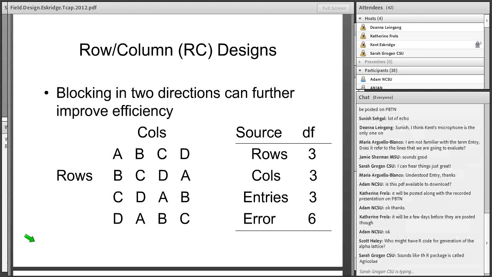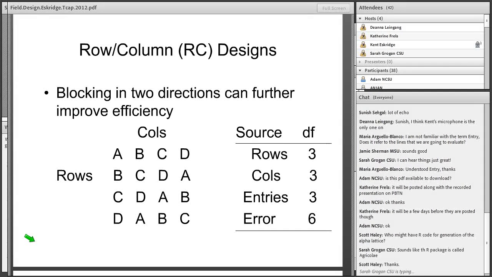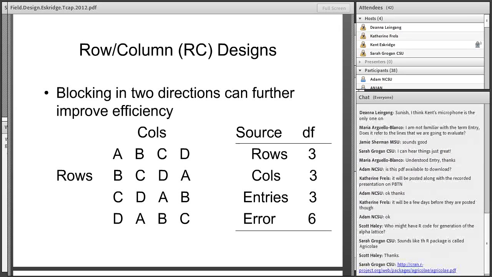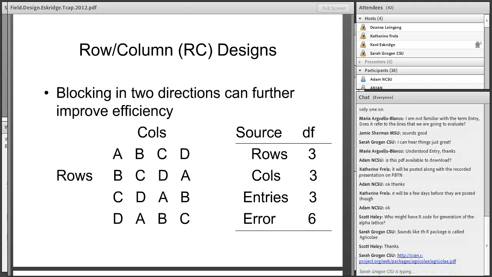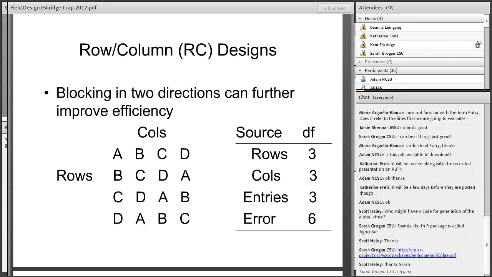Okay. So those are alpha lattices. Now, sometimes you have more variation in the field than what you really know how to deal with. It could be you have variation in 2 directions. I've just been talking about blocking in 1 direction at this point, but you could have a moisture gradient in 1 direction, north-south, and a fertility gradient in the east-west direction. And gosh, how could you take care of that?